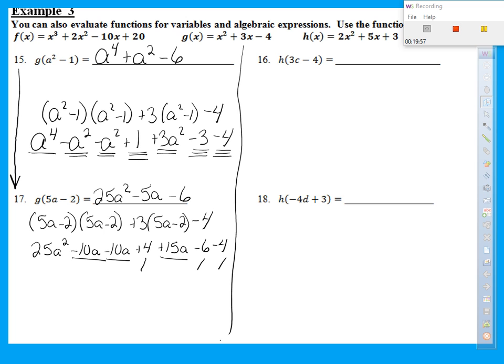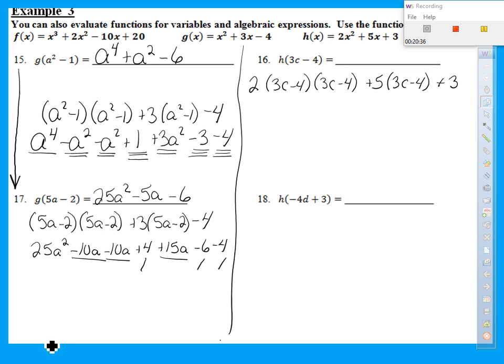Now number 16 and 18 are a tad harder. It's going to add in one extra step, but nothing you can't handle. So here goes my number 16. H of 3c minus 4. It says go hunt down the function of h. Once you find it, throw away all those x's and write in 3c minus 4. So I've got a 2. Now, I'm going to write 3c minus 4 twice. Plus 5 times 3c minus 4 plus 3.